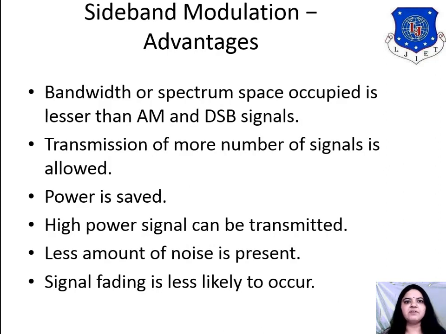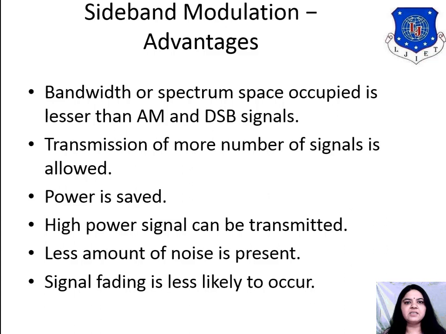There are various advantages of single sideband modulation. The bandwidth of the spectrum space occupied is lesser than the AM and DSB signals. Transmission of a larger number of signals is allowed. Power is saved, and a high power signal can be transmitted. A lesser amount of noise is present, and signal fading is less likely to occur.